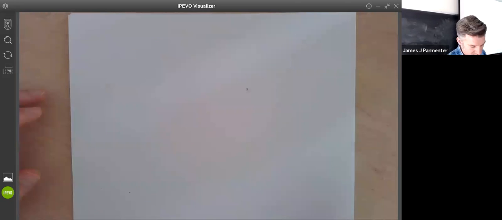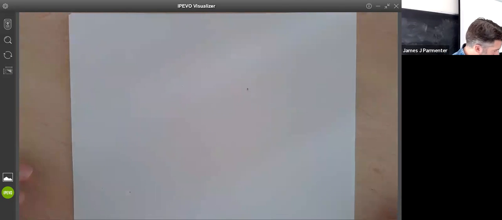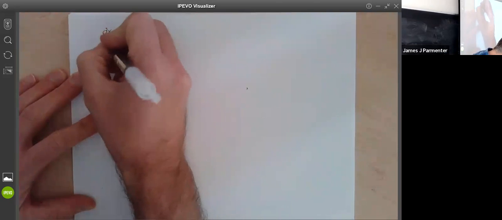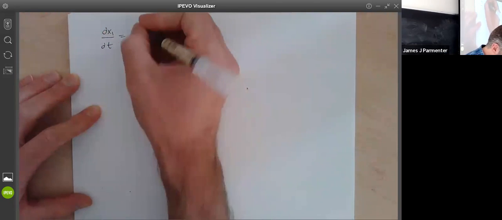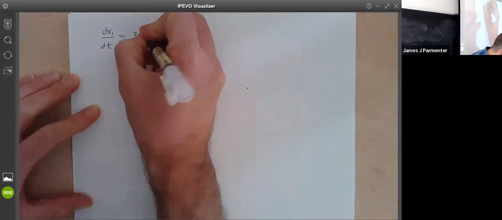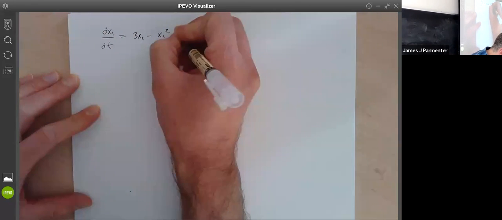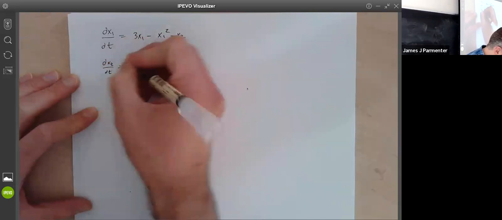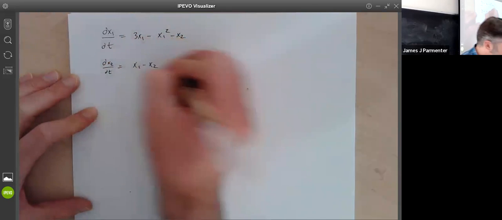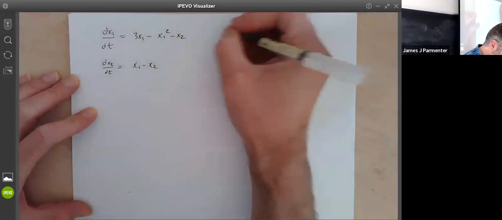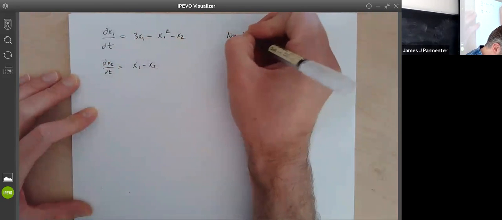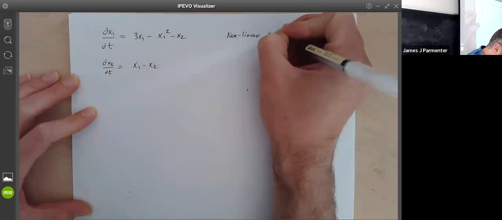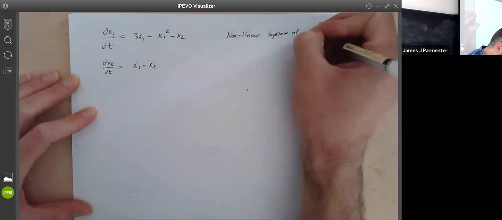And I guess I'll try to use his notation, even though it's more of a pain to write out. It's fine. So let's say we have these two differential equations. dx1/dt is 3x1 minus x1 squared minus x2, and dx2/dt is equal to x1 minus x2. Definitely, this is a nonlinear system of differential equations.